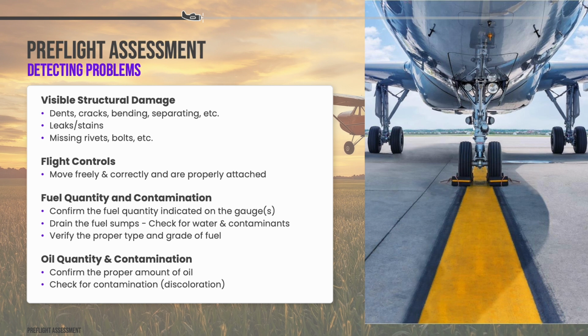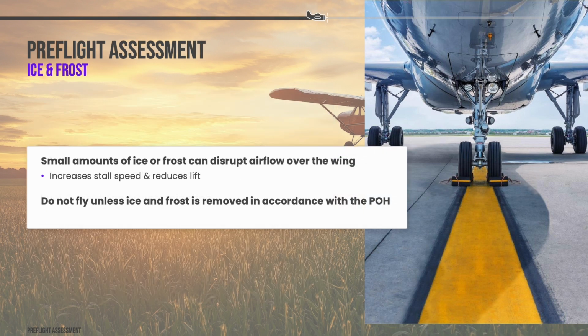Then we're going to look at the oil quantity and contamination again. So we're going to look at the proper amount of oil in it, and we're going to look for discoloration or metal flakes or anything like that that could indicate to us there could be something wrong with the aircraft. Okay.